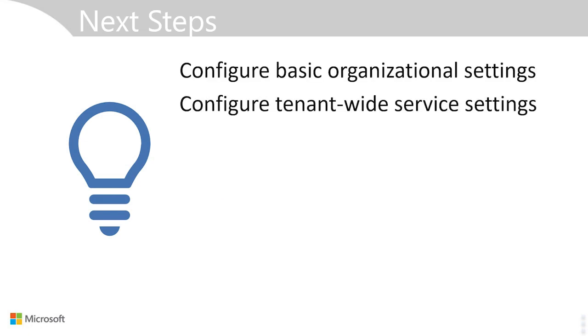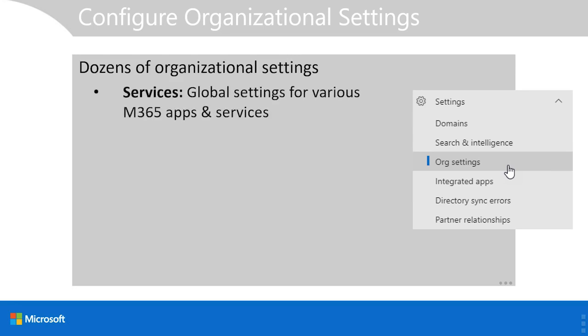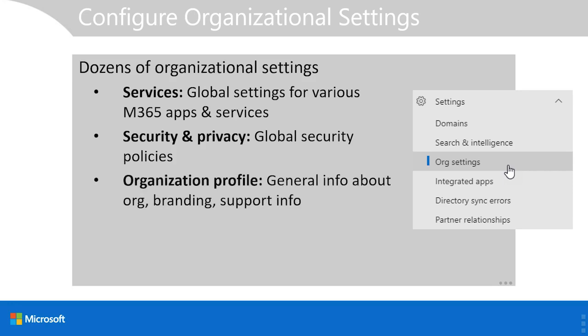These include configuring basic organizational settings and configuring tenant-wide service settings. There are dozens of organizational settings available to configure, and they fall into several categories. First, the services category, which is just sort of the global settings for the various apps and services. This is forever growing and changing. The security and privacy category, which is global security policies, and the organization profile, which is just general information about your organization, branding on your portal, support information, and so forth.